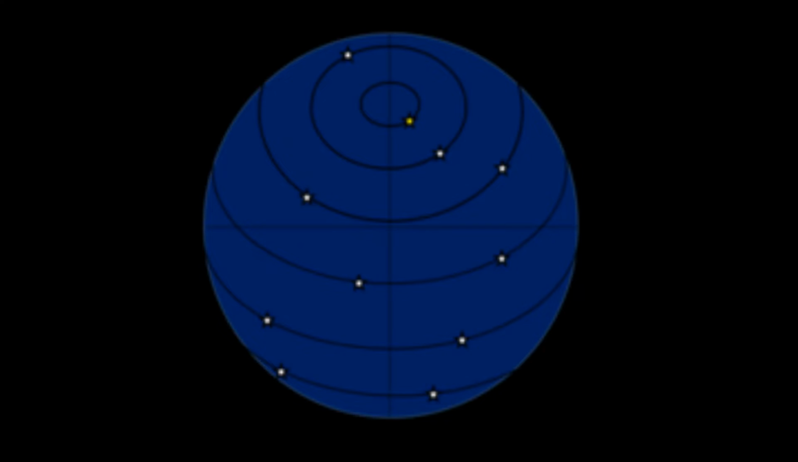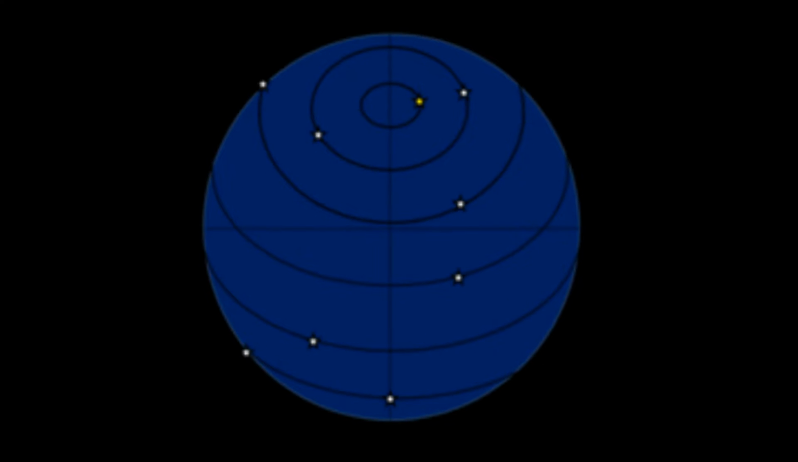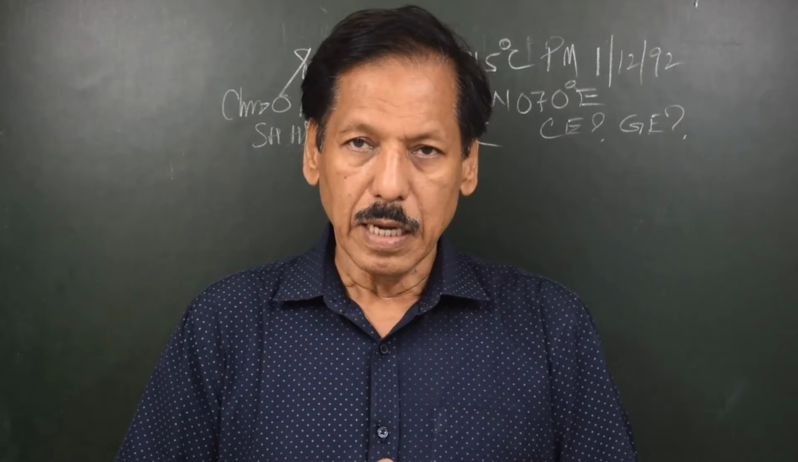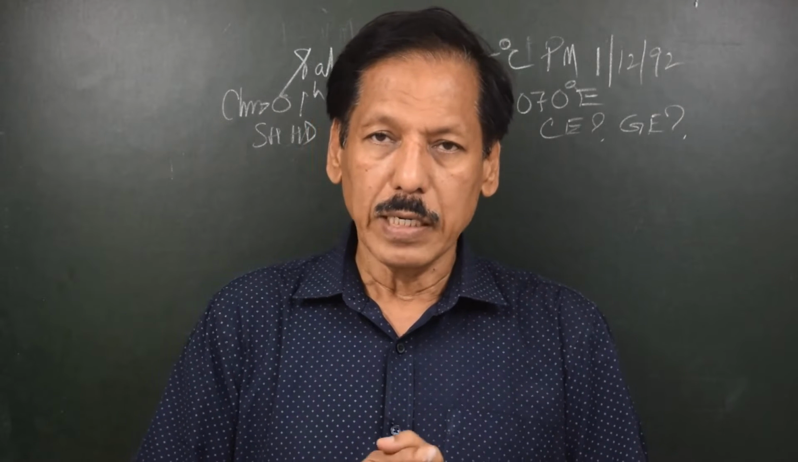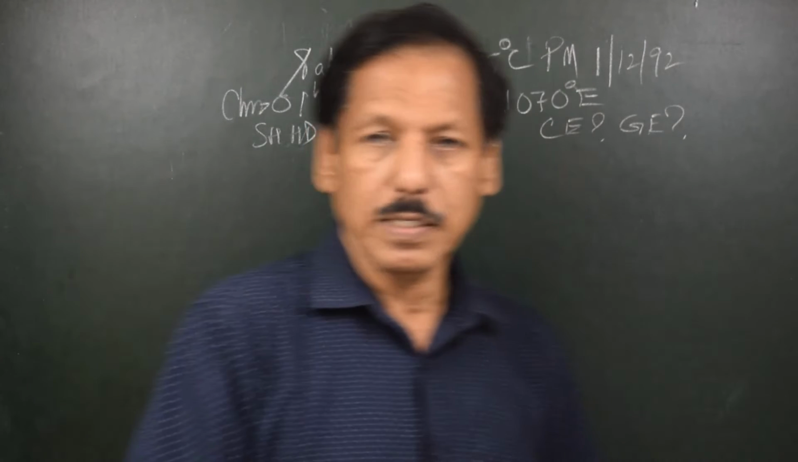In my series of videos on marine astronomical navigation, today I'm going to talk about azimuth. And I'm going to take the azimuth of a planet today. The name of the planet is Saturn.